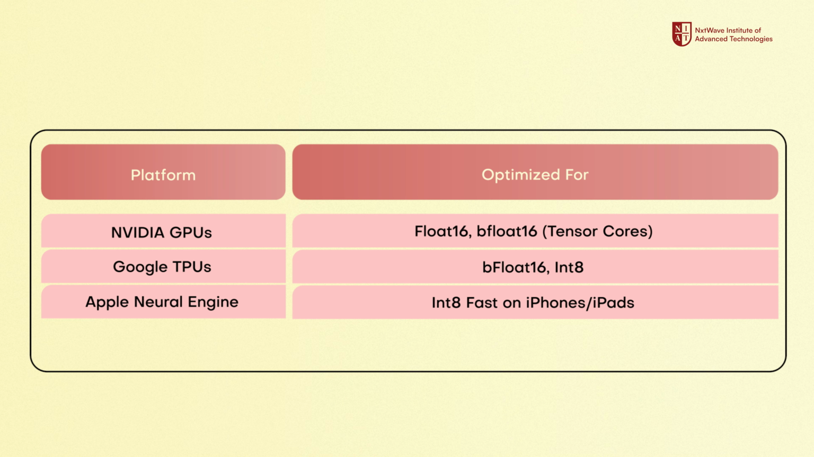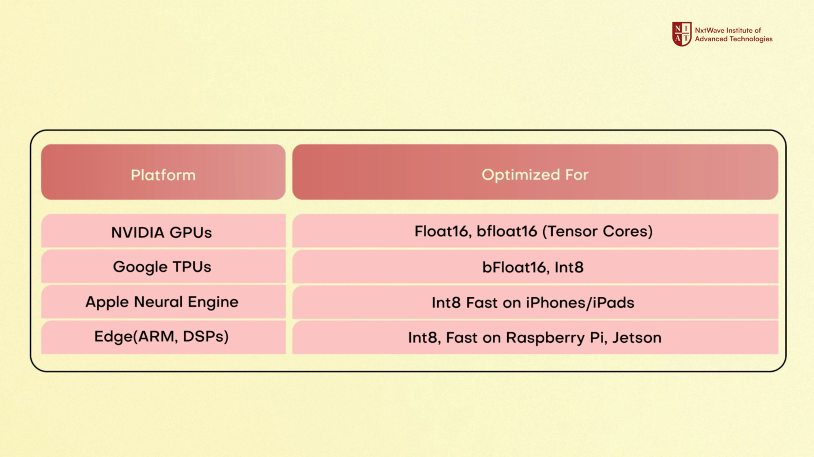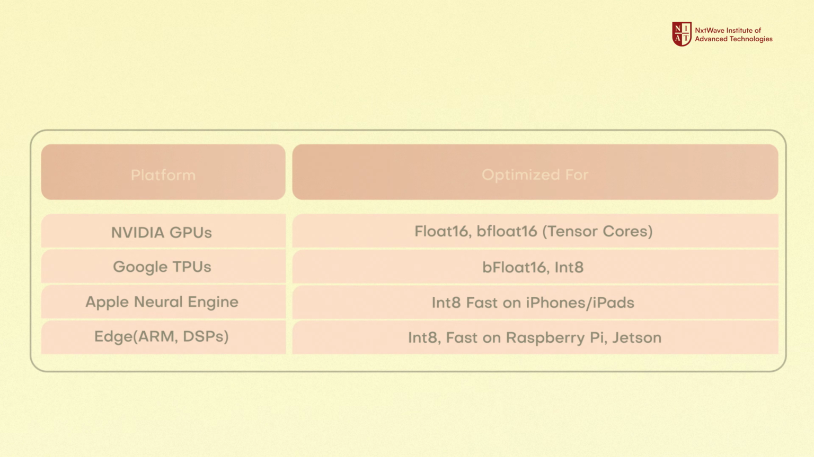This is what powers features like Face ID and on-device Siri processing. Edge devices, Raspberry Pi, Jetson, and even microcontrollers, many now support int8 for blazing fast local inference. So the question becomes, is your model compatible with the hardware it will run on? If yes, quantization can bring serious acceleration with almost no compromise.